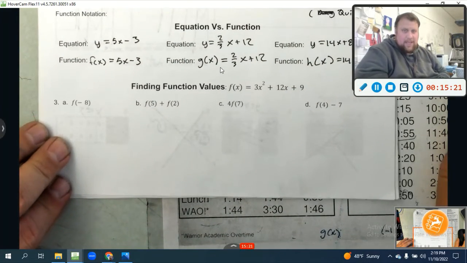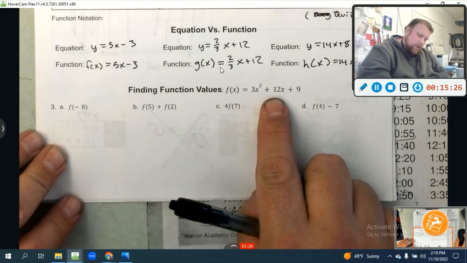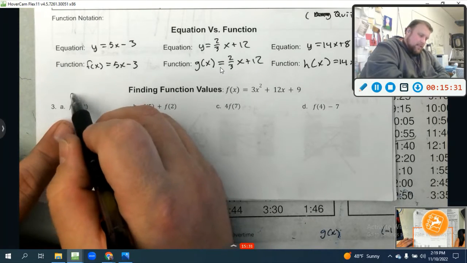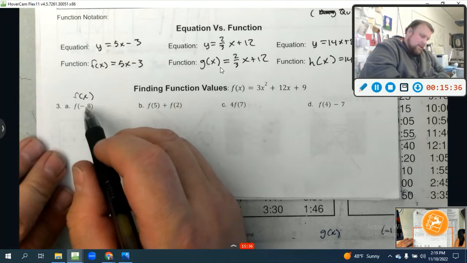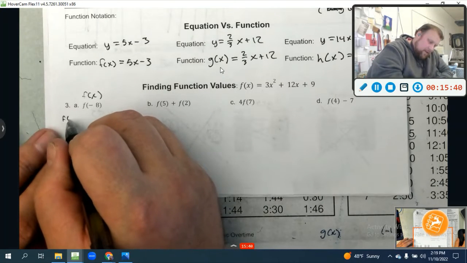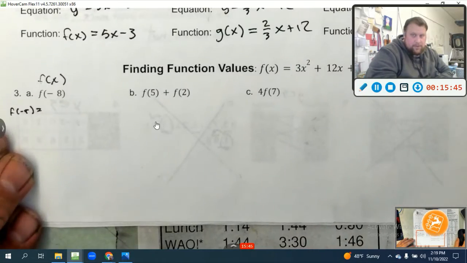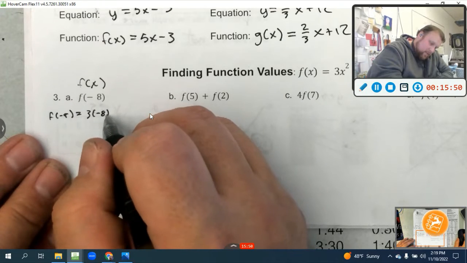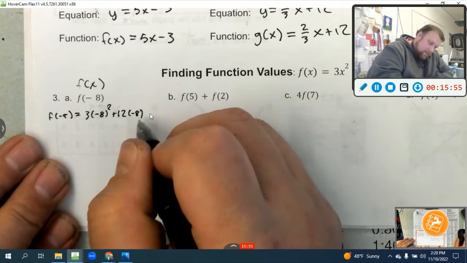So let's take a look at this. I'm saying, look at the function f of x equals 3x squared plus 12x plus 9. When I write f of negative 8, notice that instead of f of x, I've written f of negative 8. That means I'm going to plug in negative 8 for x. So let's solve this. I'm going to have f of negative 8 equals 3 times negative 8 squared plus 12 times negative 8 plus 9.